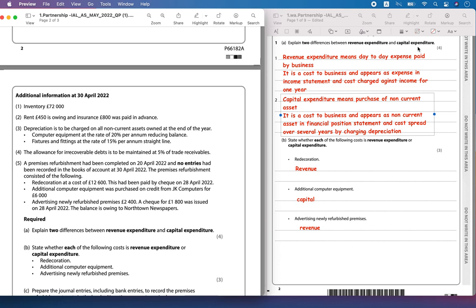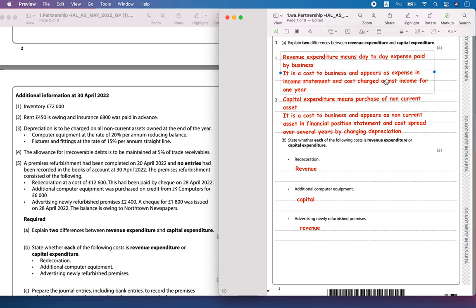Explain two differences between revenue expenditure and capital expenditure. Revenue expenditure, we know that it is an expenditure by the business, a day-to-day expense paid by the business. It acts as a cost to the business, and therefore it is going to appear in the expense section in the income statement. And the cost is going to be charged against the income for 1 year. So that is the two differences for revenue expenditure.